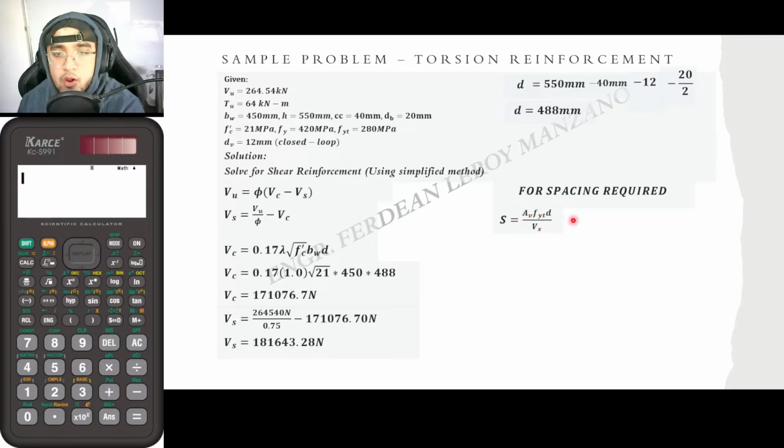So substituting all known values, take note that for our Av, we are now to make use of closed loop, meaning that we have two legs. So for Av, that is now 2 times pi over 4 times 12 squared. Since we have two legs, times 280, that is fyt, times d, so take note.